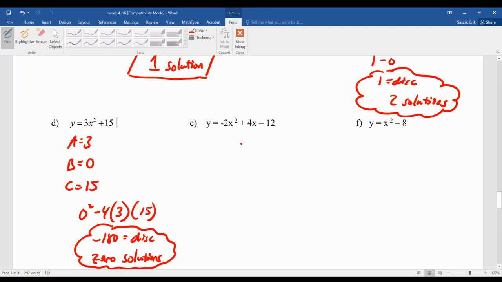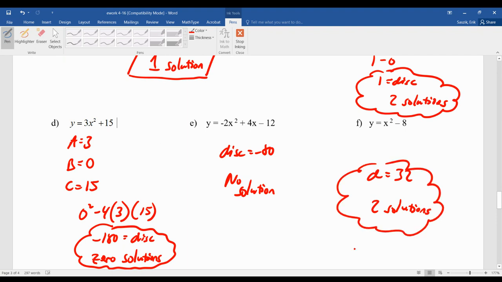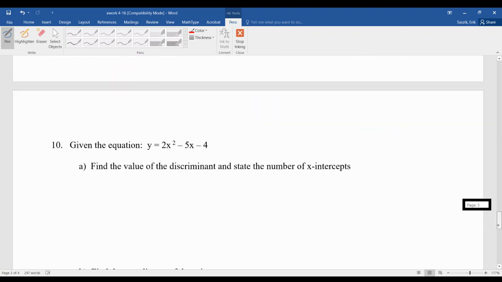I'm going to let you guys do this one yourself. You should get a discriminant of negative 80, which means there is no solution. This one here, you should get a discriminant of 32, which means there are 2 solutions. If you didn't get that, remember in this problem, A was 1, B was 0, C was negative 8. Okay? All right.